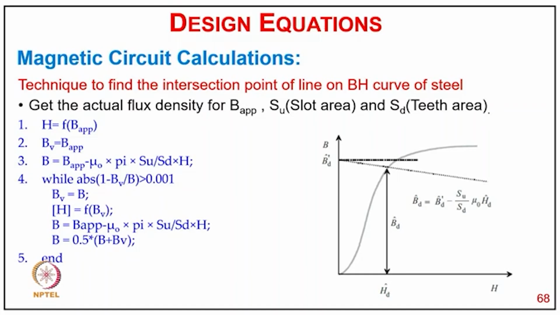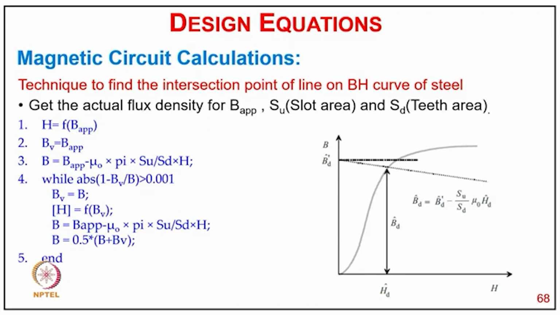To get the actual flux density, we have F and Hu, slot area and Hd, teeth area. You can say H equal to a function of B average, Bf, and B equal to Bf. So B equal to Bf minus mu 0 into pi into Hd upon H, Hu upon Hd into H, while the absolute value of 1 minus Bu1 is greater than 0.001, and Bv equal to B and H equal to F as a function of Bv, and B equal to Bf minus mu 0 pi Hd upon H, Hu upon Hd into H, and B equal to 0.5 B plus Bv, and of course the end. So that is the way how you calculate the flux density.